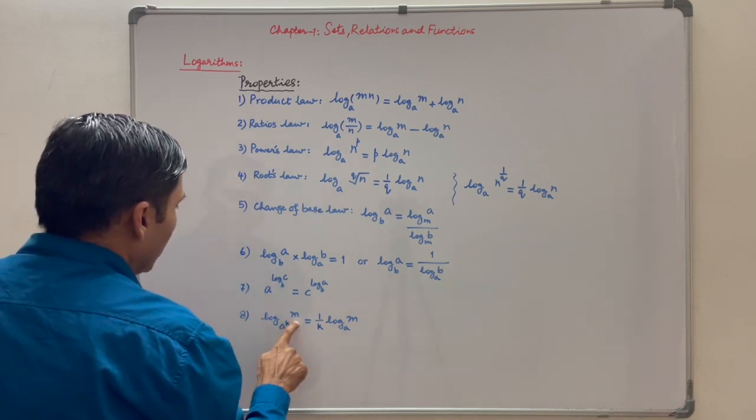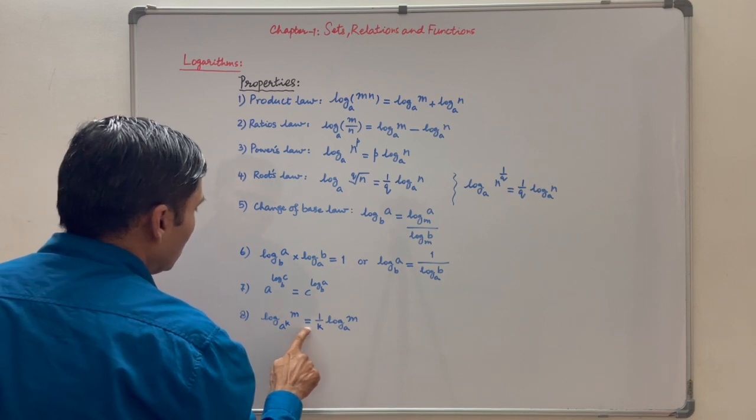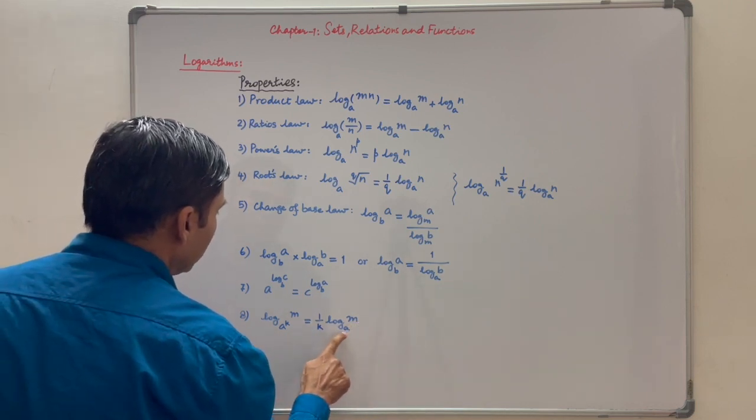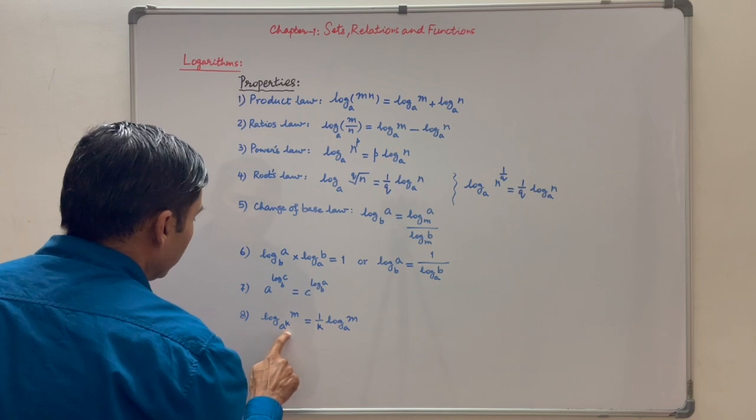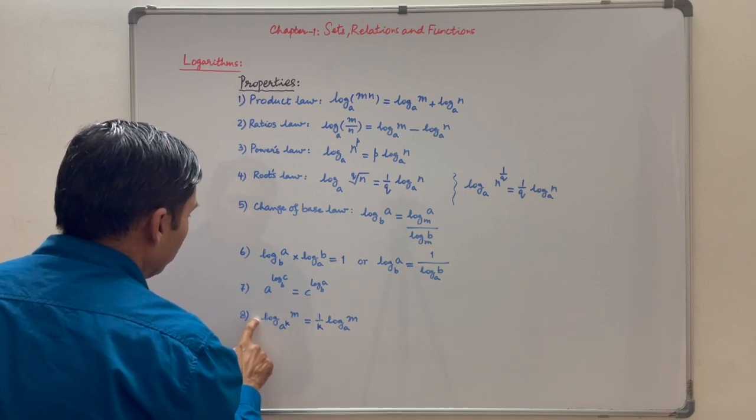Eighth one, log m to the base a to the power k is equal to 1 by k log m to the base a. So this power can be shifted here as the reciprocal of the power.